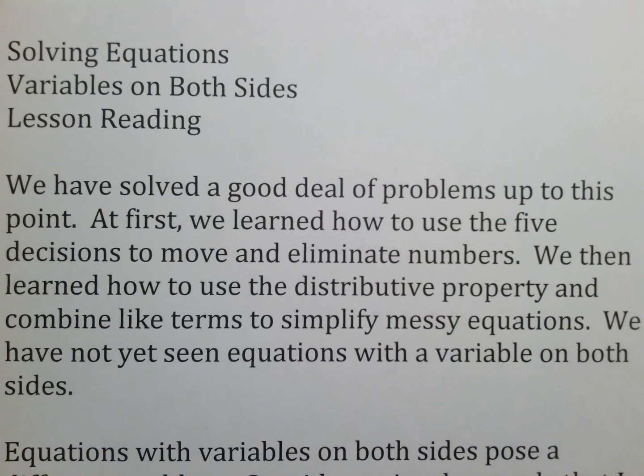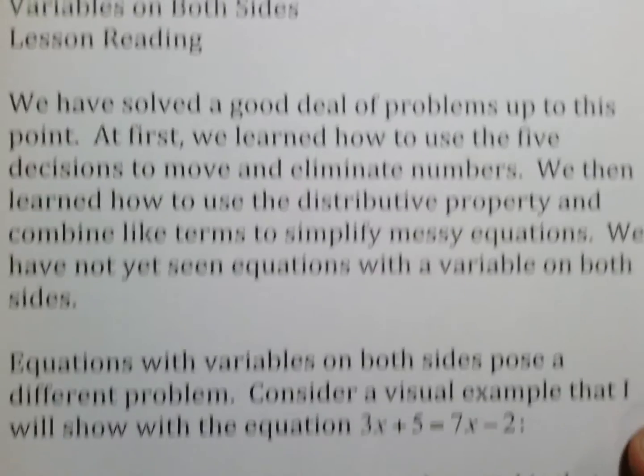This week we're going to get into solving equations that have variables on both sides. As it says here, we have solved a good deal of problems up to this point. First we talked about using the 5 decisions. Remember, the 5 decisions are add, subtract, multiply, divide, with the 5th decision being switch all the signs. We then learned to use distributive property and combine like terms to simplify messy equations, but we have not seen equations with variables on both sides yet, and so that's what we're going to do today.